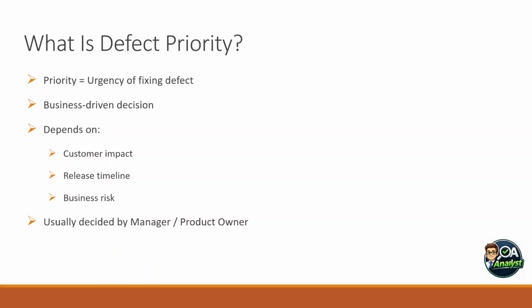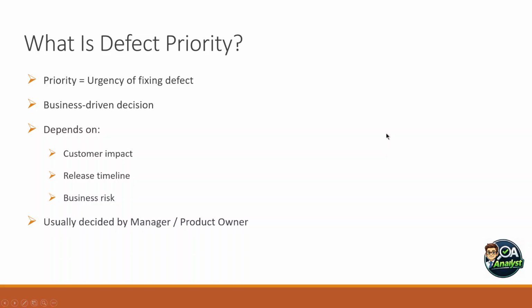So the defect priority refers to how urgently a defect needs to be fixed. In simple language, priority tells us how fast the defect should be resolved. Again, priority is business driven, time sensitive, and release dependent. Unlike severity, priority is usually decided by the product owner, business analyst, and the project manager, because they understand customer expectations, market deadlines, and business impact. So remember, priority is about urgency and not damage.